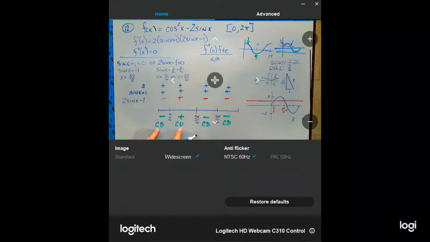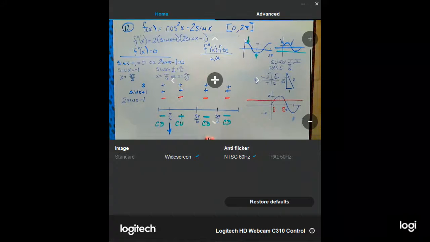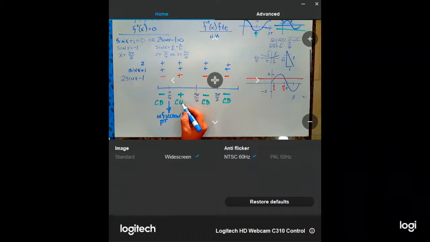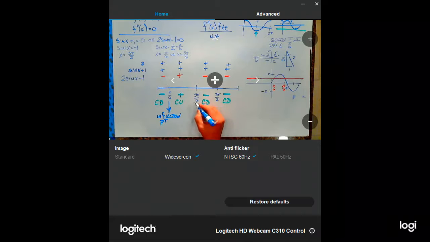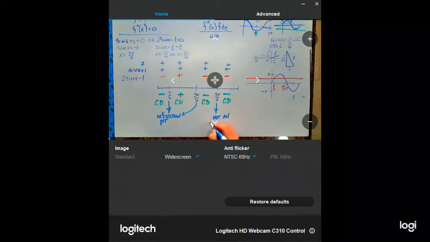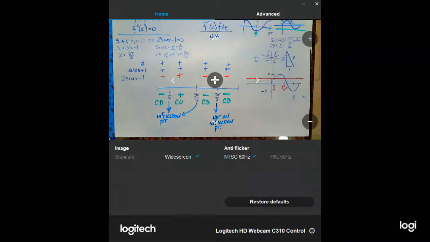When concavity changes, this point, because there's a change in concavity, we call this point an inflection point. That's called an inflection point. Here, concavity up, concave down, also an inflection point. This, however, is not an inflection point, because concavity didn't change.